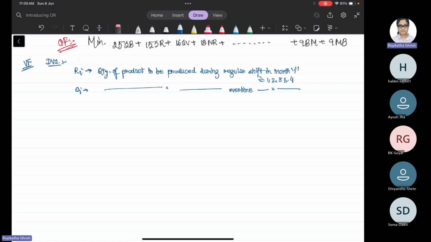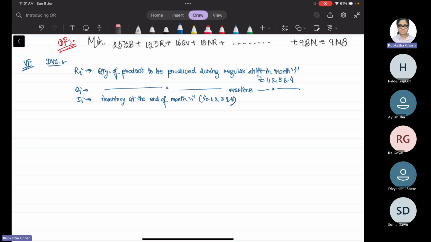And a third decision variable, can anyone tell me what will be the third decision variable? Inventory. Yes, absolutely right. So how much is the inventory? Okay, so II, let's say, would be the inventory at the end of month I, where your I is again 1, 2, 3 and 4.